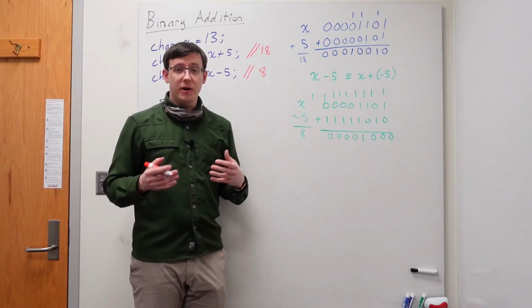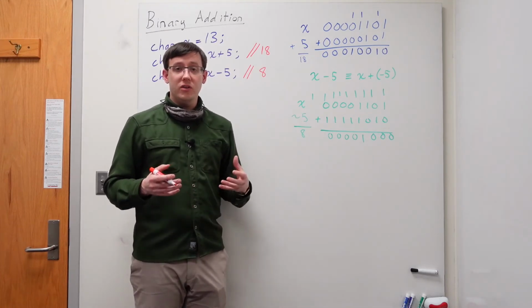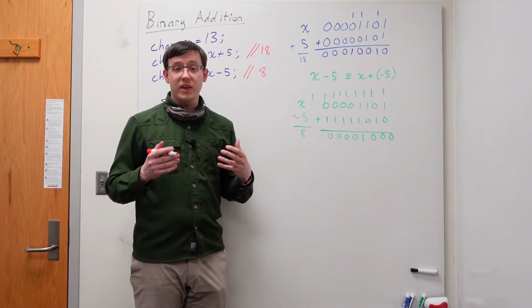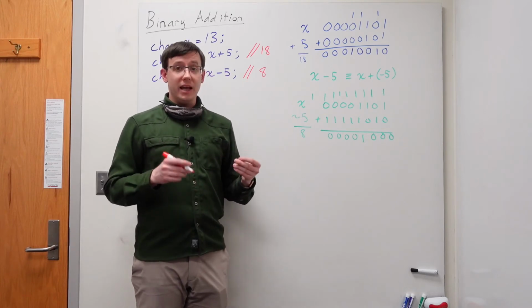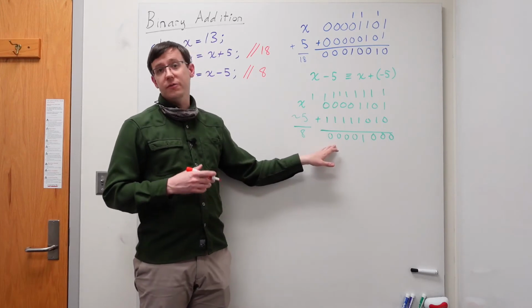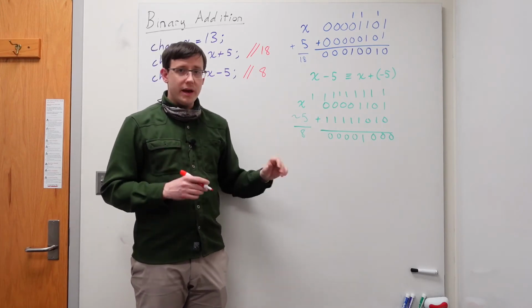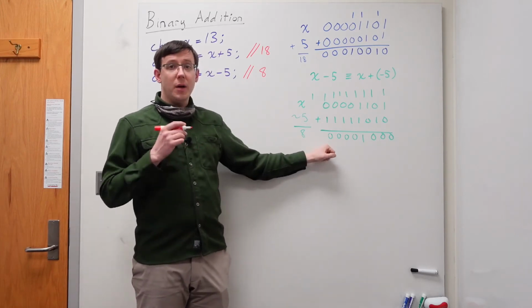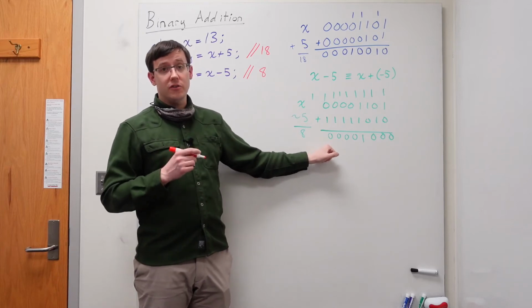In a moment, we'll talk about overflow, which is the cases where the binary arithmetic gets the answer wrong because the answer was too large in magnitude to be represented in our fixed bit width. But to do that, it's going to help us to name a couple of components in these addition problems.